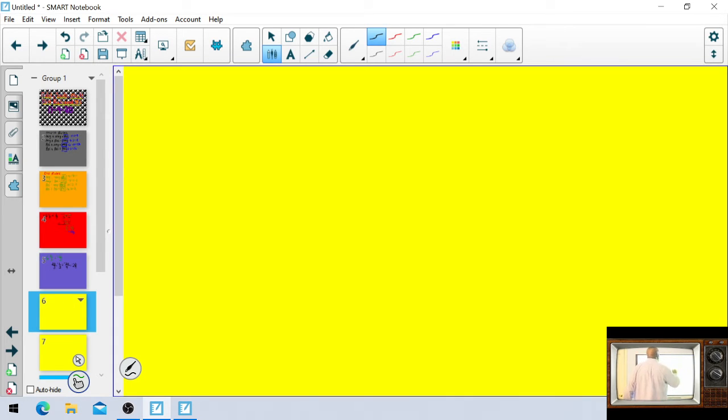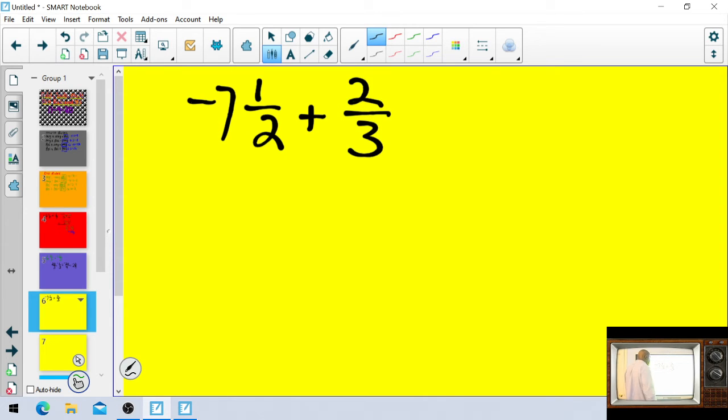So if we had this right here going on, partners, let's say if we had negative 7.5 plus 2/3. When you got a negative and a positive, when you're adding, this ain't multiplication, this is adding. You're going to subtract first. I would change that to an improper fraction, which would be negative 15 over 2, and then I bring down 2/3.